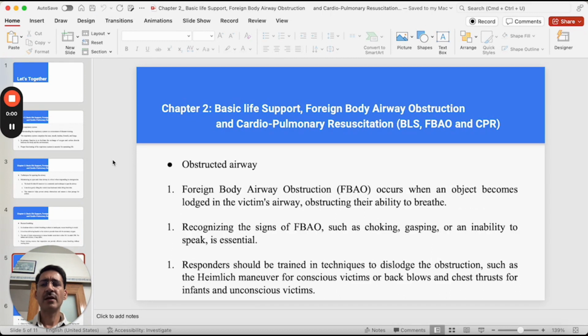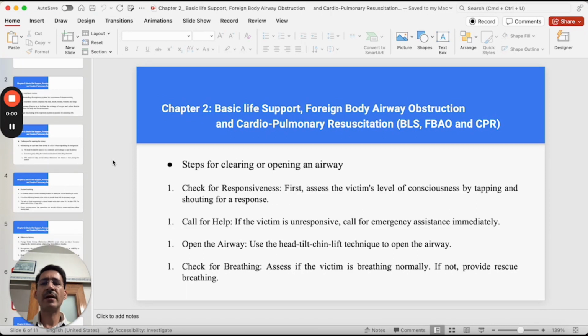Obstructed airway. Foreign body airway obstruction occurs when an object becomes lodged in the victim's airway, obstructing their ability to breathe. Recognizing the signs of FBAO, such as choking, gasping, or an inability to speak, is essential. Responders should be trained in techniques to dislodge the obstruction, such as the Heimlich maneuver for conscious victims or back blows and chest thrusts for infants and unconscious victims.